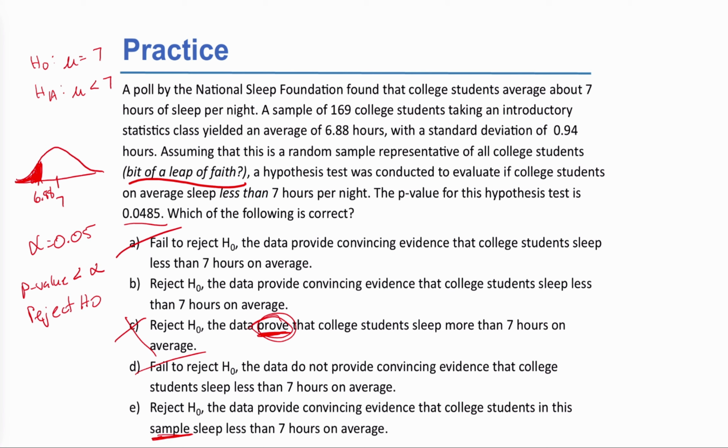E is making a conclusion about the sample. We don't need convincing evidence. We don't need to do a hypothesis test for evidence that students in this sample sleep less than 7 hours on average. We know students in the sample sleep less than 7 hours on average because we got the sample mean. We are doing inference on the entire population. So your conclusion should be about the population, not about the sample.